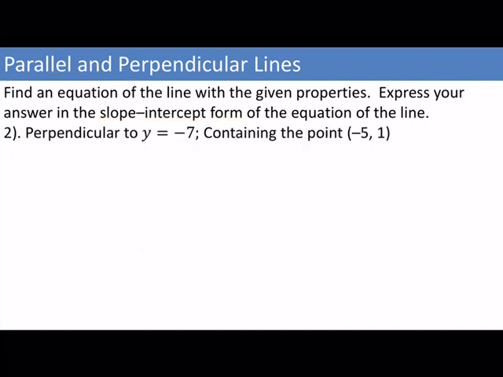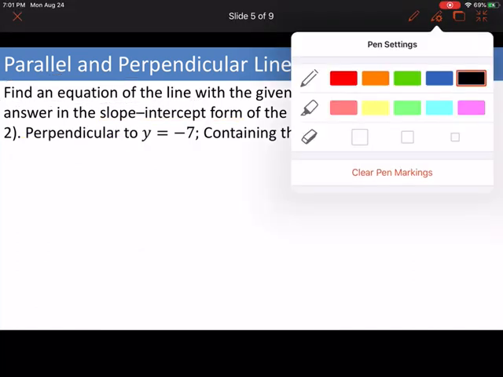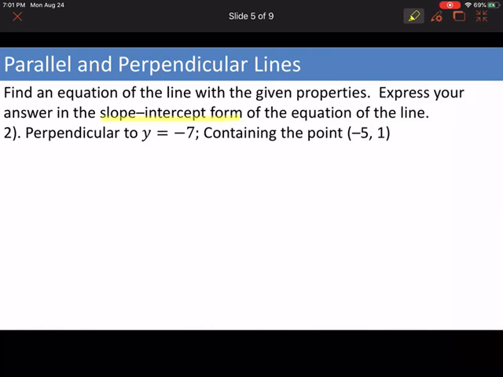What about perpendicular? All right. So it's still asking for slope-intercept form. Still gives us a point. Now, if it's perpendicular, we are looking for the opposite reciprocal. Okay, so first of all, if it's here, y equals -7.